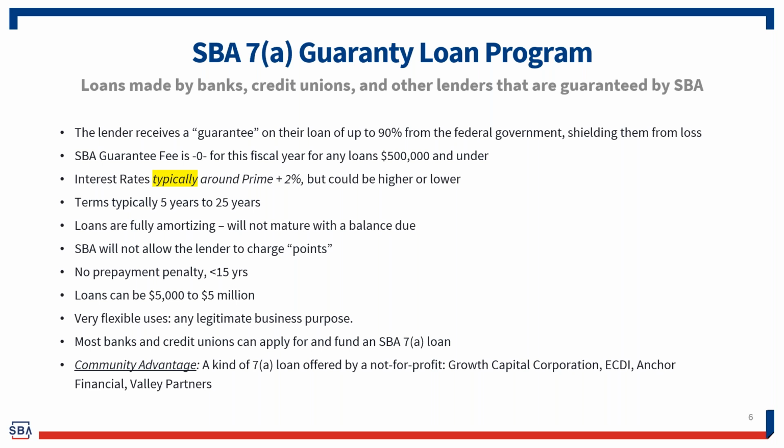There's no prepayment penalty on an SBA loan if it's under 15 years. If it's over 15 years, there could be a prepayment penalty on it. And a prepayment penalty just means that if the borrower wants to pay a substantial portion of that SBA loan off early, they would be required to pay a fee to the government for doing that. So loans on the 7A program can be anywhere from $5,000 way out to $5 million. Uses can be very flexible.